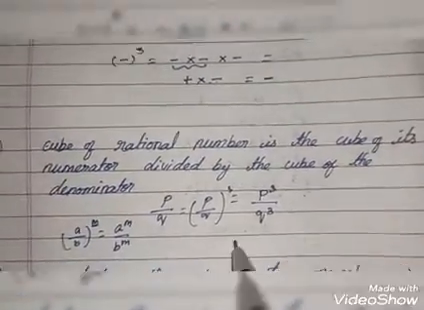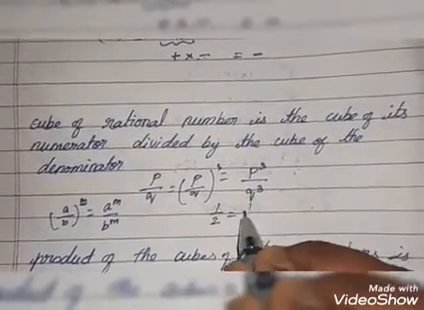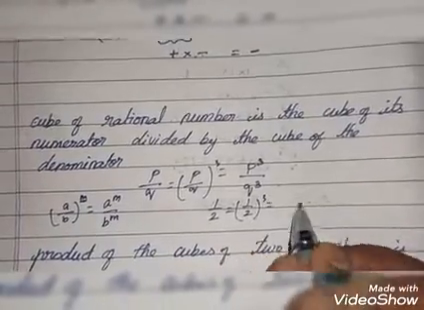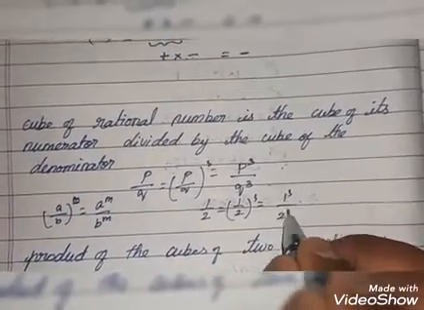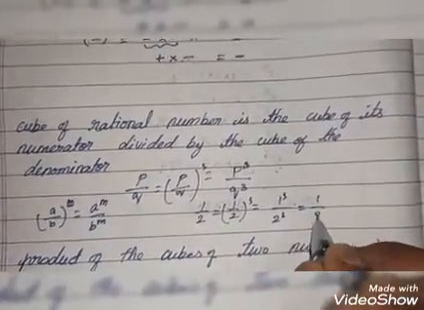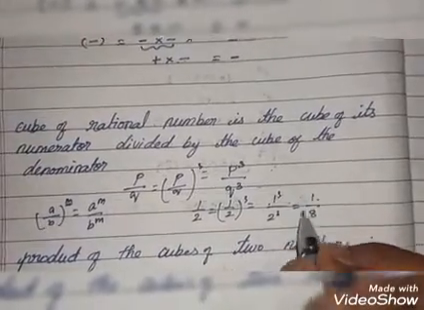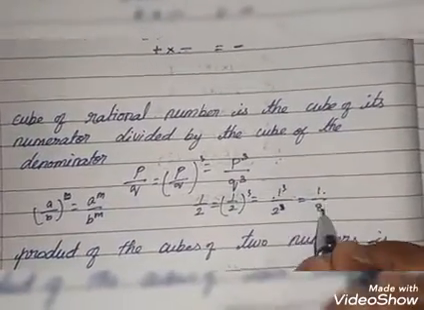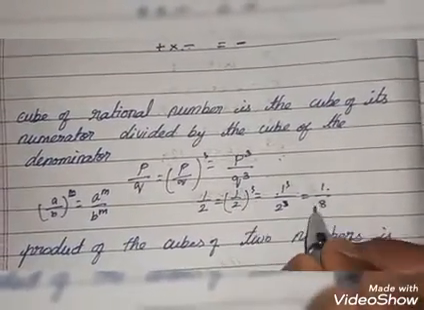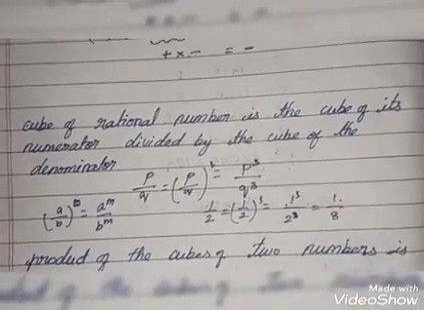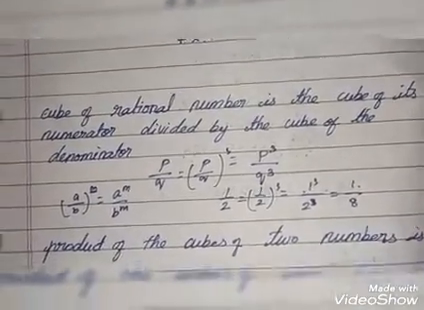For example, take 1 by 2. 1 by 2 whole cube can be written as 1 cube divided by 2 cube. The value of 1 cube is 1, and the value of 2 cube is 8. So 1 by 2 whole cube gives the value 1 by 8.